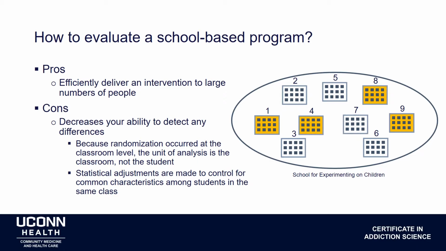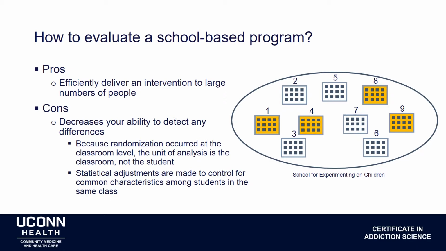The problem with this type of methodology is that even though you might have a large number of people, your unit of analysis is not the student. Your unit of analysis is always what you randomized on. And since you randomized at the classroom level, your unit of analysis is the classroom. So instead of being able to compare 100 students to 100 students, maybe you can only really compare 5 classrooms to 5 classrooms and see if the differences in those students' behavior change.